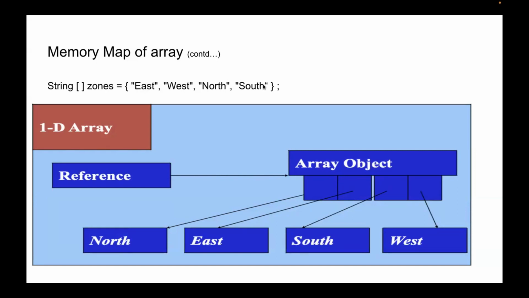So east, west, north, south are separate words, and we are creating a string array of 4. If you print zones.length, it will print a value of 4. Just see this 1D array: we have an array object, and in these 4 blocks we are storing north, east, south, and west. The reference here is zones. This is similar to what we have already seen for float and double; here String is storing your string values. Whatever data type you provide, that type of value you have to store in the array, otherwise you will get a compile time error.